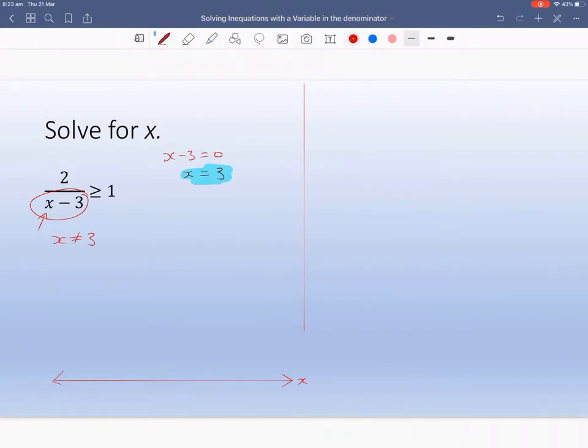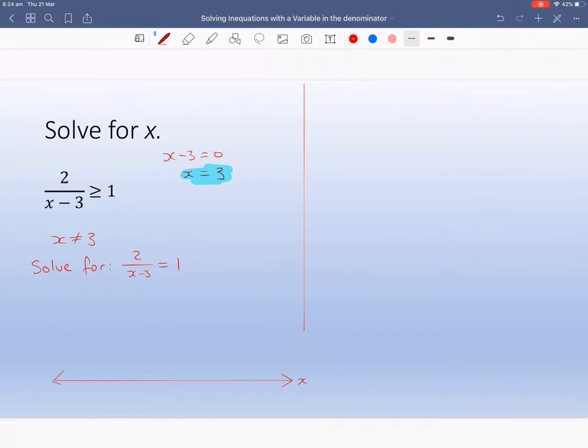And now what we're going to do is solve, and we're going to make it 2 over x minus 3 is equal to 1. So what we'll do is make this an equality for the sake of getting the critical values, okay? So I'm going to take that off for the moment, all right? So we're solving for the sake of getting other critical values. So let's just solve it.